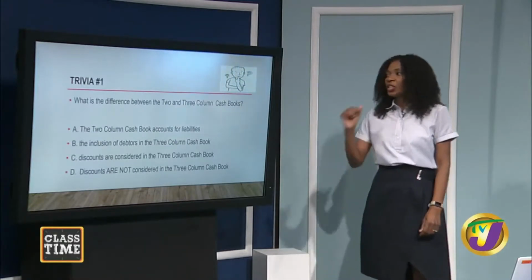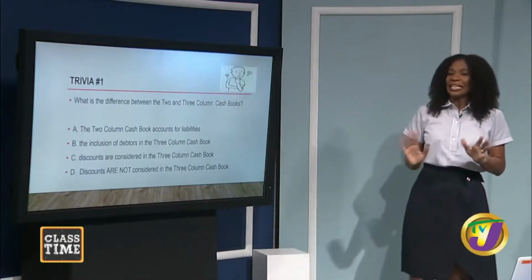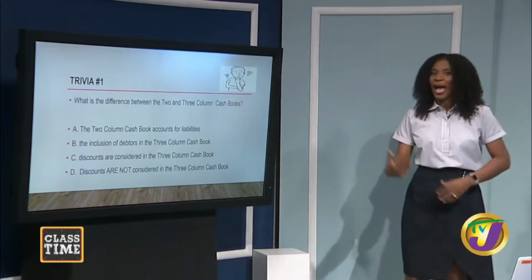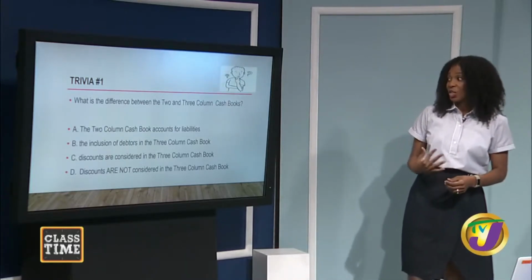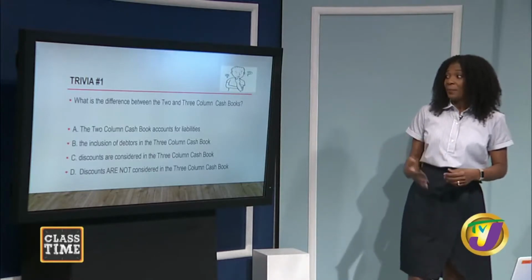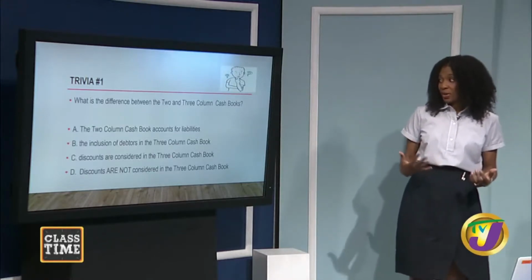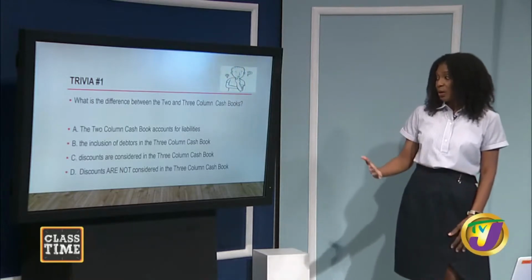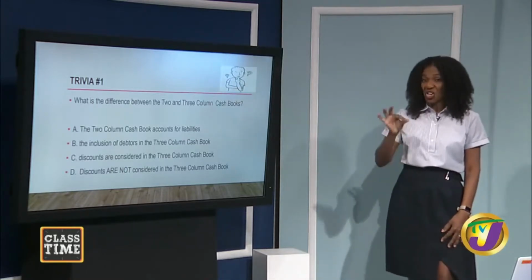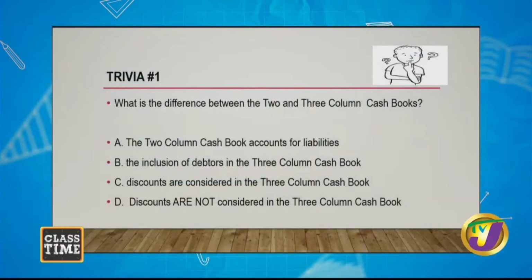Now, here's a trivia. What is the main difference between the 2 and the 3-column cash book? Is it A, the 2-column cash book accounts for liabilities, B, the inclusion of debtors in the 3-column cash book, C, discounts are considered in the 3-column cash book, D, discounts are not considered in the 3-column cash book? The answer is coming up later.